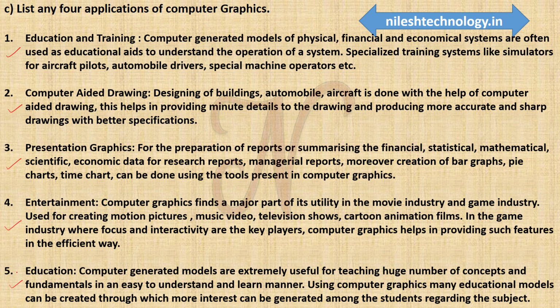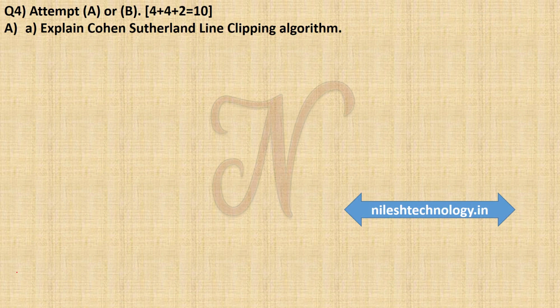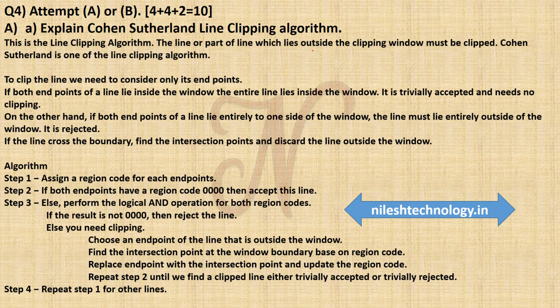Proceed to the next question. This is my last question, question number 4. Attempt any one, A or B. There are 3 questions, 4, 4 and 2. Explain the Cohen-Sutherland line clipping algorithm. So see here what the algorithm is. This is one of the line clipping algorithms.